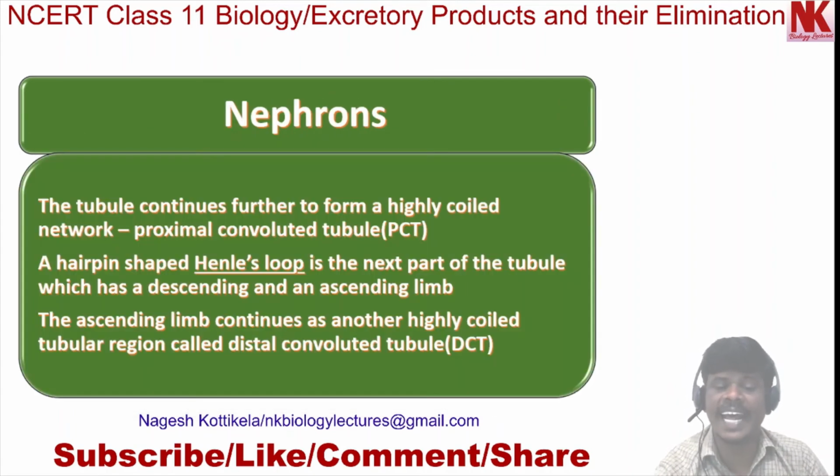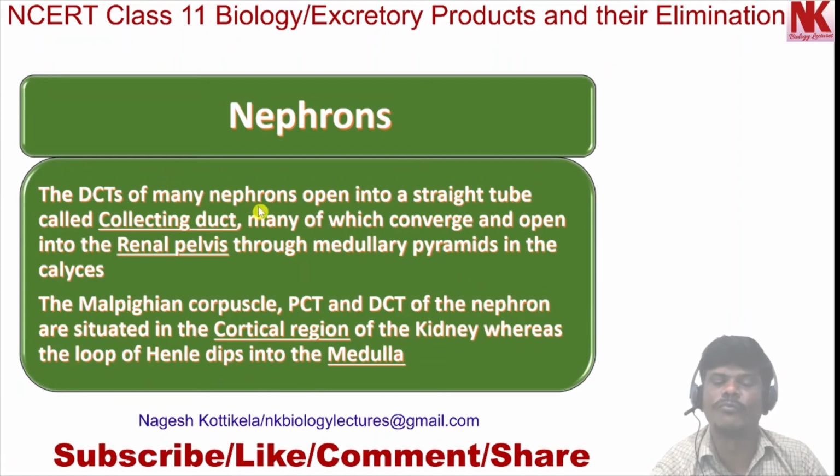Now moving to the next. DCTs of many nephrons open into a straight tube called collecting duct. Many of such collecting ducts converge and open into renal pelvis through medullary pyramids in the calyces. Malpighian corpuscle, PCT and DCT of the nephron are situated in the cortical region of the kidney, whereas the loop of Henle dips into the medulla.